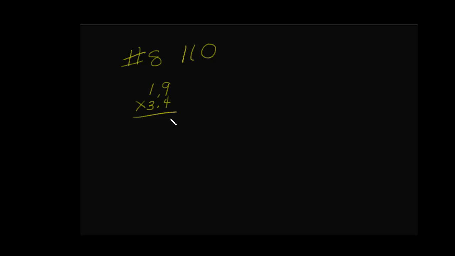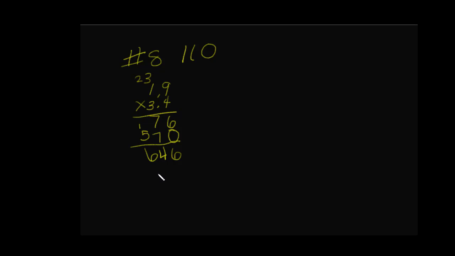So 9 times 4 is 36. Carry 3. 4 times 1 is 4 plus 3 is 7. So I'm treating it like a regular multiplication problem. Put my placeholder in. 3 times 9 is 27. Put my 2 up. 3 times 1 is 3 plus 2 is 5. Now I'm going to add them. 6, 7 and 7 is 14, and I have 646.